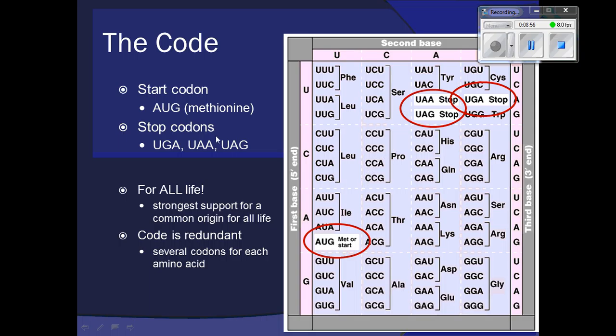Then we also have a stop codon saying we're going to stop building. This is all for life, and we'll get used to using this code as we practice throughout, but just know there is a way of kind of mapping this all out as we go along. And again, this is for all of life. The strongest support for a common origin from all life. We all came from the same materials, and the code is redundant.